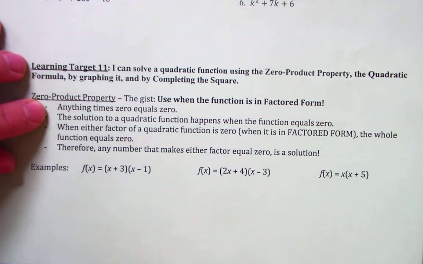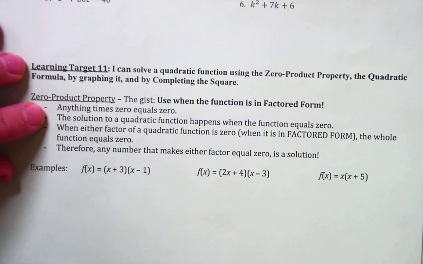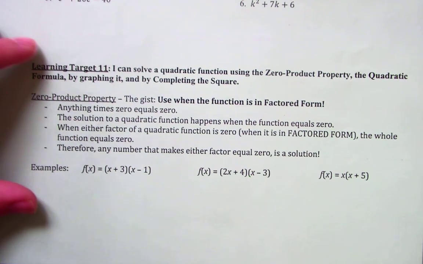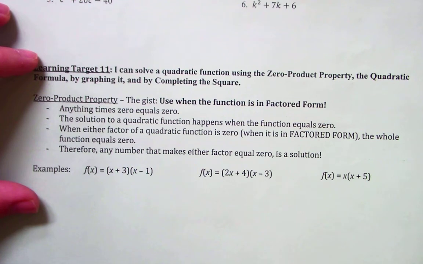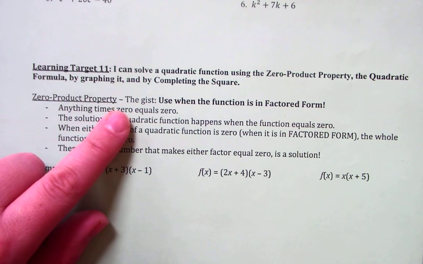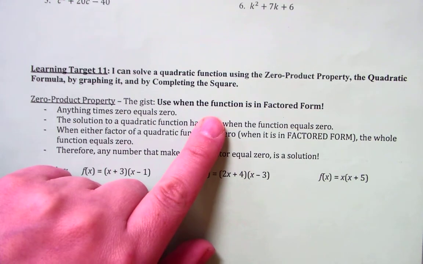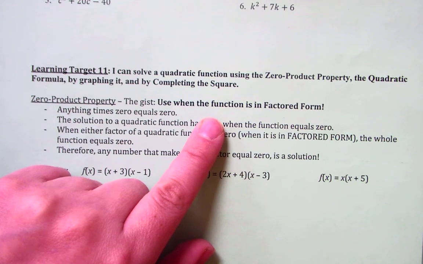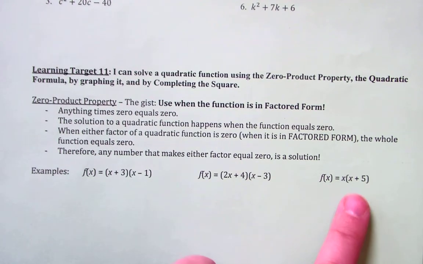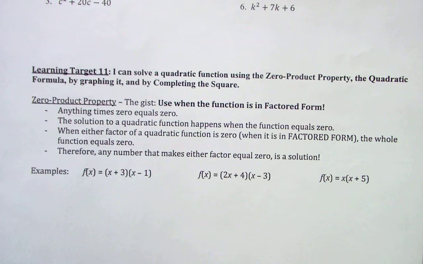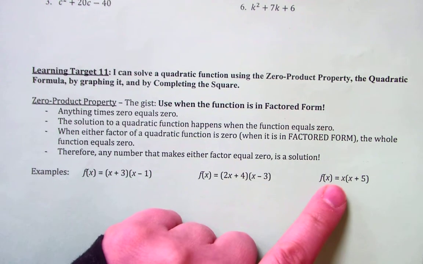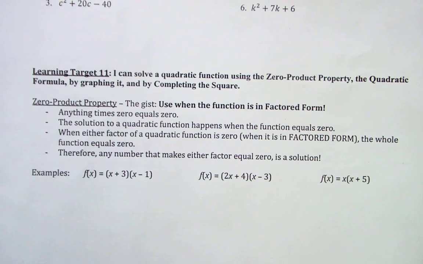in order to solve using the zero product property, which is one of the methods we're going to look at today, you're going to turn to the bottom of the page with Learning Target 11 on it. The zero product property is something that you use when the function is in factored form. So if it looks like this, which is factored form, then you can use the zero product property, because this is really just x plus 0 for that first factor.